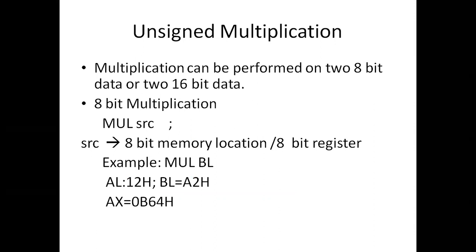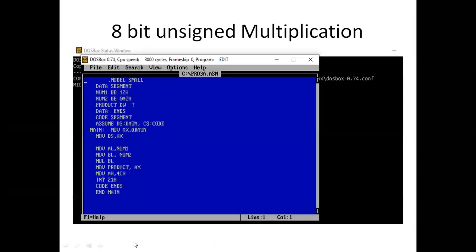Take an example, AL as 12 and BL as A2. If the two data are multiplied, 12 is multiplied with A2. The product here is 0B64. The result is stored in the AX register. Let us see the code.